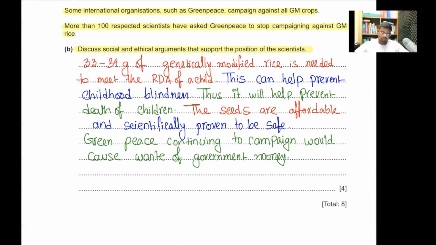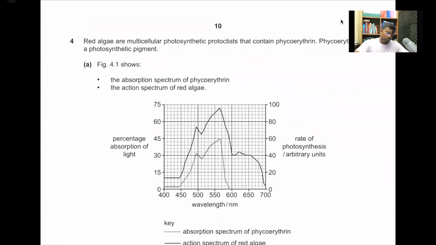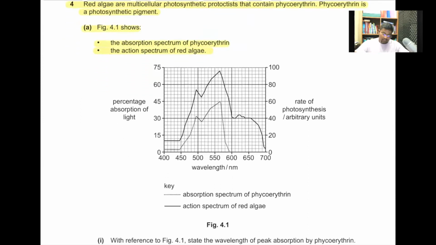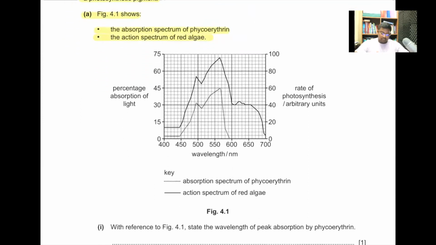Question 4. Red algae are multicellular photosynthetic protoctists that contain phycoerythrin. Phycoerythrin is a photosynthetic pigment. Figure 1.1 shows the absorption spectrum of phycoerythrin, the action spectrum of red algae. All right. So we can see the absorption spectrum of phycoerythrin and the action spectrum of red algae. We can see the absorption spectrum of phycoerythrin represented by a dotted line.